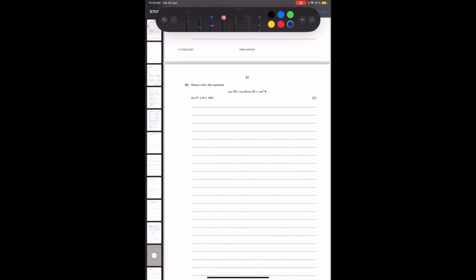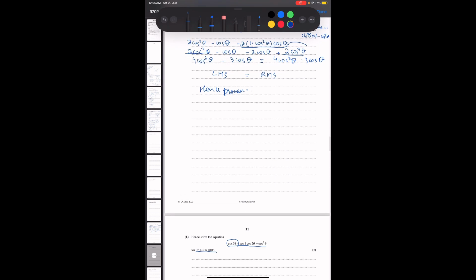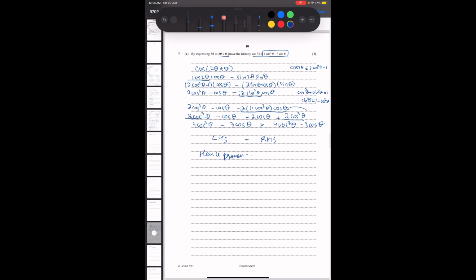Hence solve the equation cos 3 theta plus cos theta, cos 2 theta is equal to cos square theta, for theta from 0 to 180 degrees. So instead of cos 3 theta, we're going to use this identity, 4 cos cube theta minus 3 cos theta.